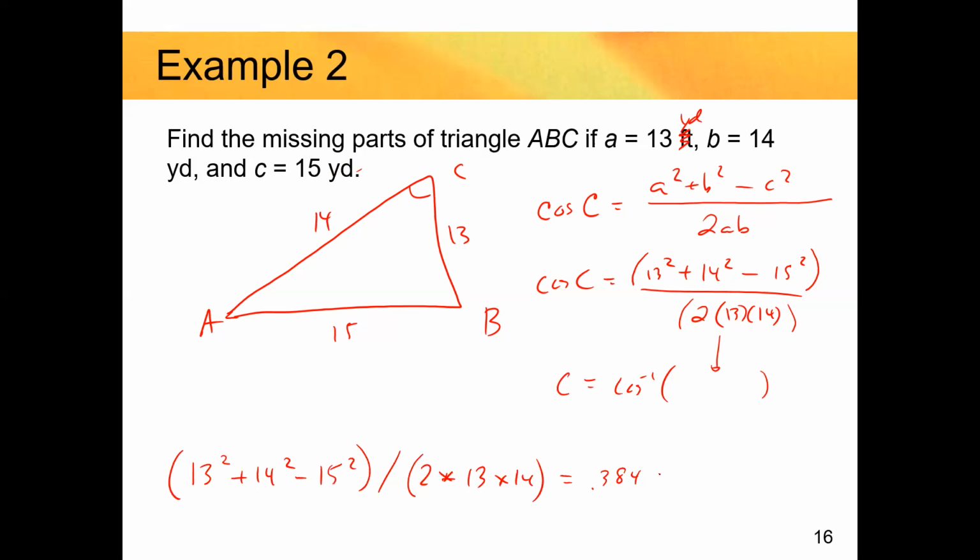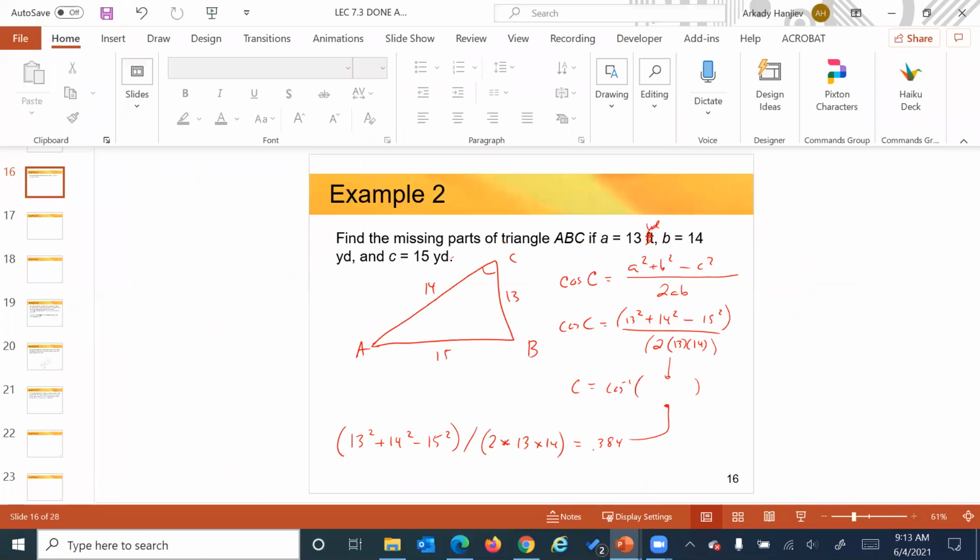On your calculator, keep that answer and let's take the cosine inverse of that. So let me jump to a calculator just real quickly here.